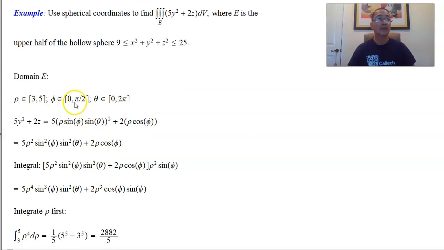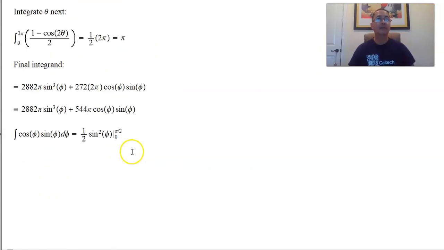Double check. That was our domain. Yes, 0 to pi over 2. Sine of pi over 2 is 1, and then minus 0, so that's equal to just 1/2.